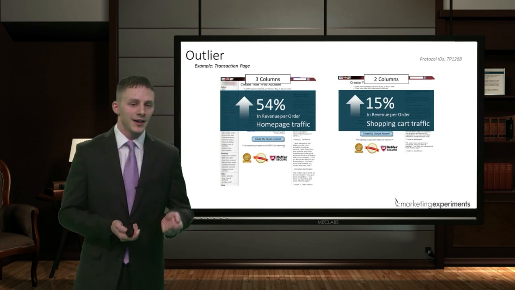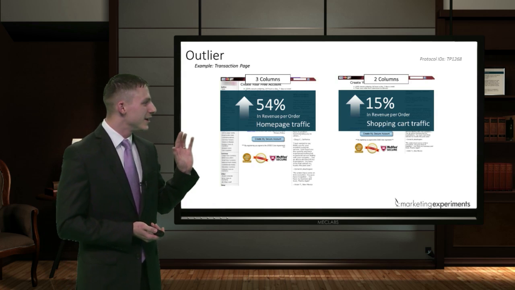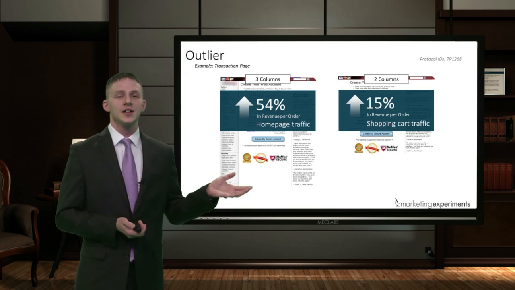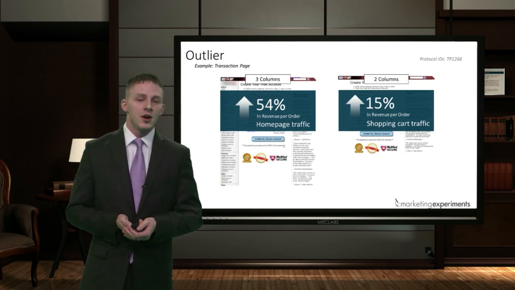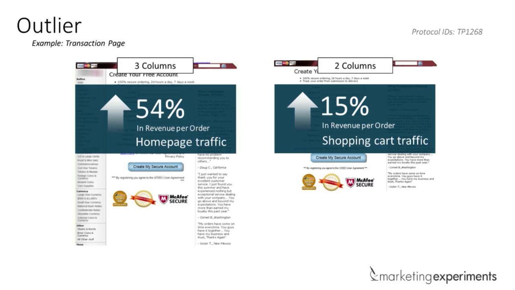One that I oversaw in which the revenue per order for traffic coming from the homepage was significantly different from the revenue per order on the shopping cart traffic page. And when we conducted a competitive analysis, we discovered why. Very interesting test, but that's not all. Here's another outlier, just an example.